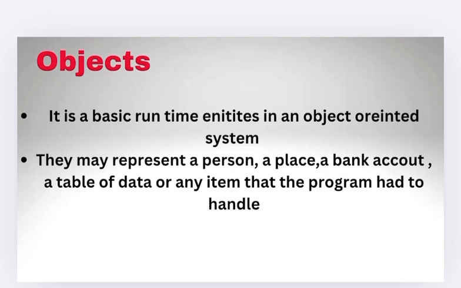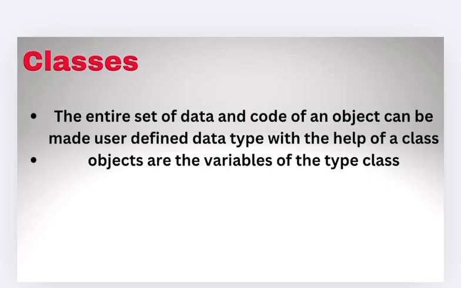They may represent a person, a place, a bank account, a table of data, or any item that the program has to handle. Then classes. The entire set of data and code of an object can be made a user-defined data type with the help of a class. Objects are variables of a type class.